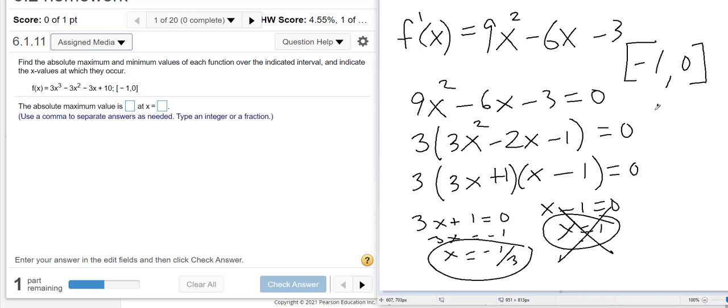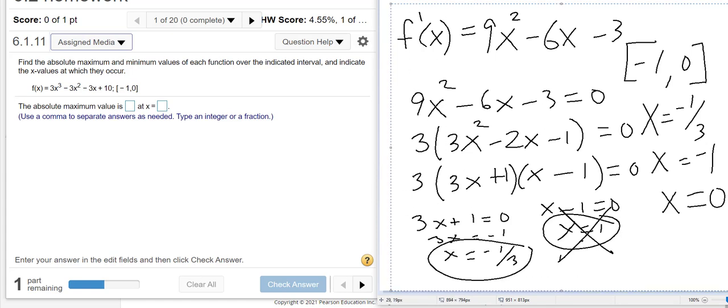So I have three x values: x is negative 1/3, x is negative 1, and x is 0. We have to check the critical value that is within the interval and the endpoints of the interval. So we want to do these in the original function. Okay, so we've got our potential x values where extreme values, max or min, could occur. We don't know which one is what yet.